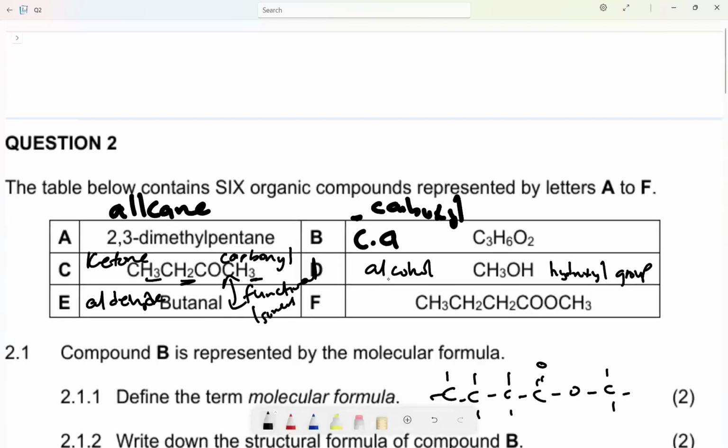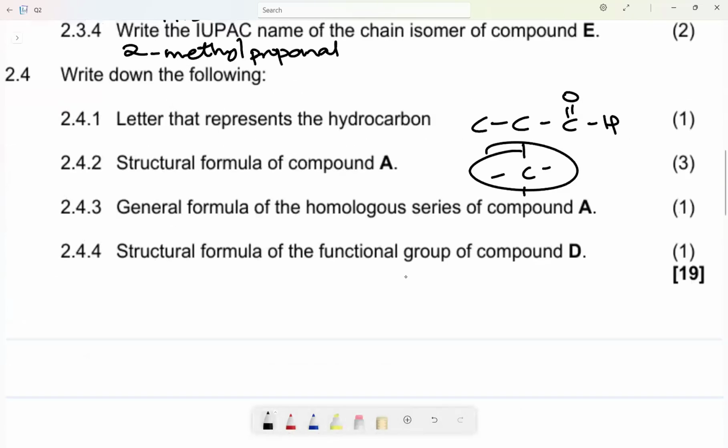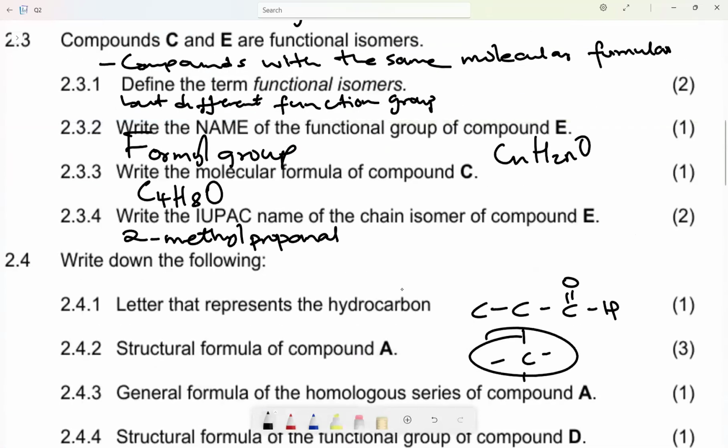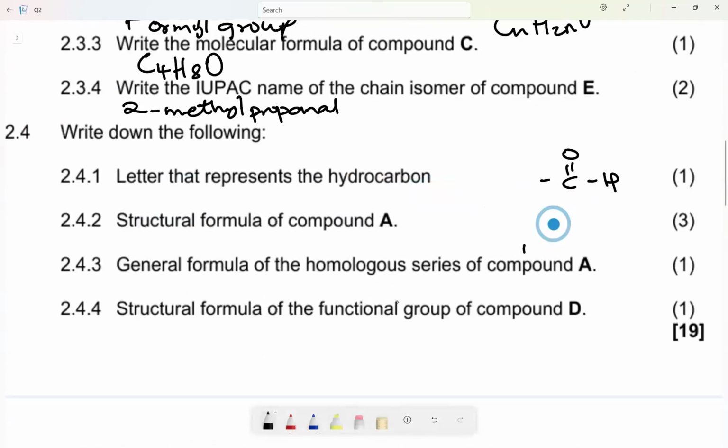How interesting is that? 2.4.3, where am I? IUPAC name of chain isomer. Oh, I've already written that. Here it is. So now, 2.4.1, write down the letter that represents the hydrocarbon.